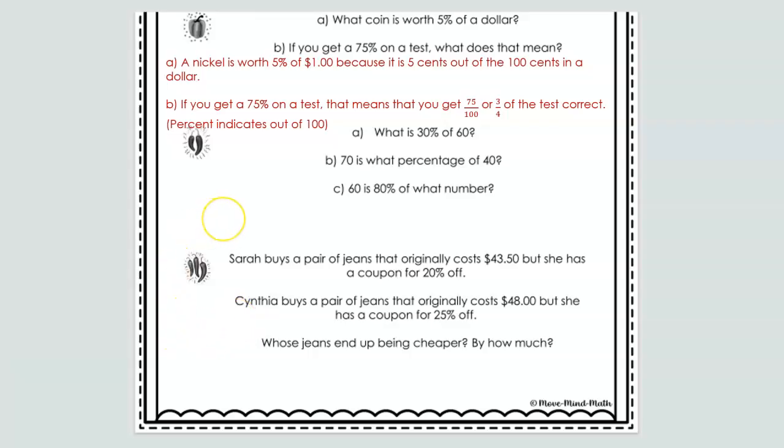What is 30% of 60? 70 is what percentage of 40? And 60 is 80% of what number? Remember, we talked about how is means equal, of means multiply in these problems. So 30% times 60 is 18. 18 out of 60 is 30%.